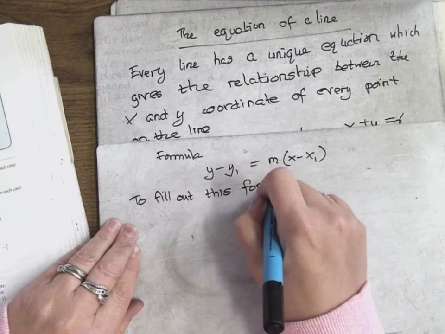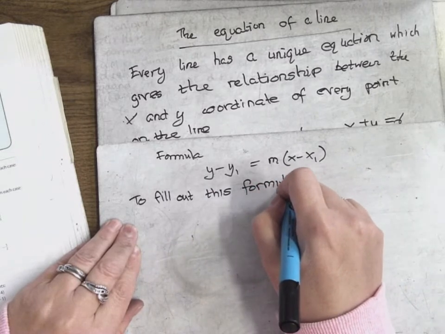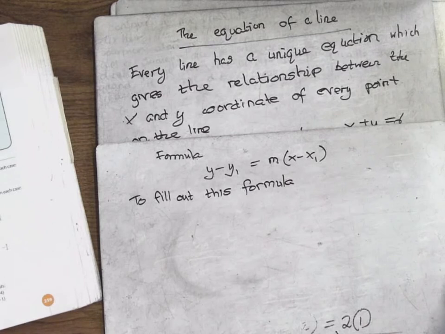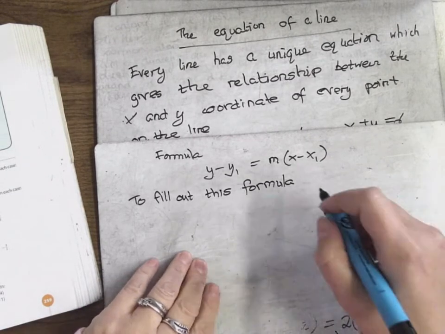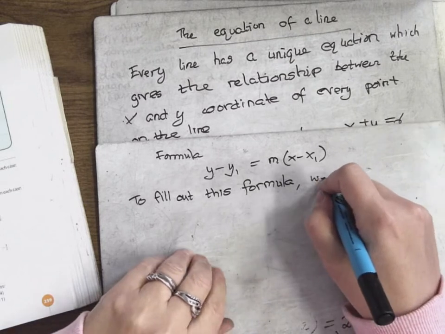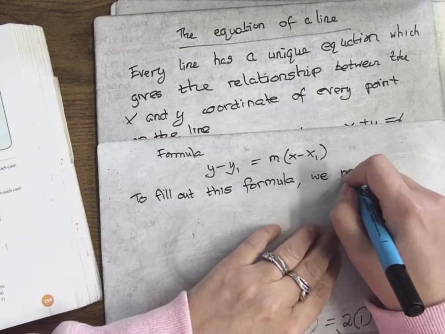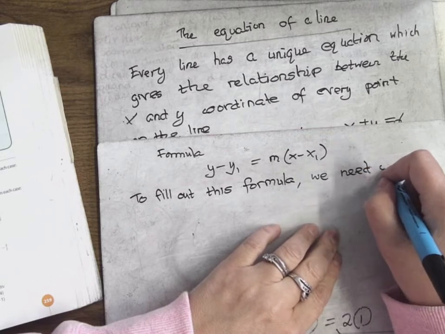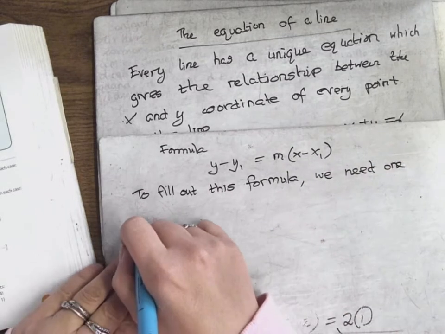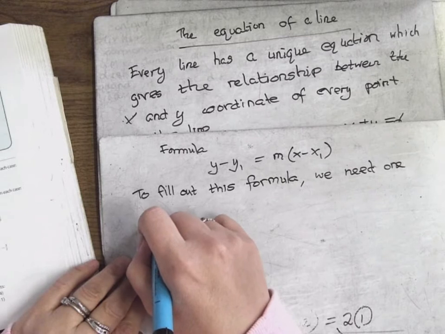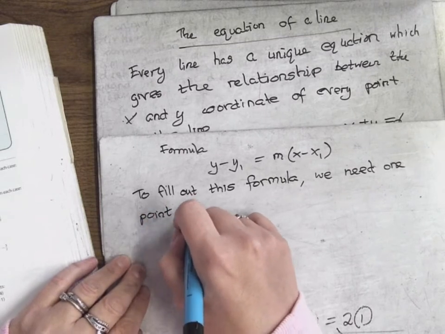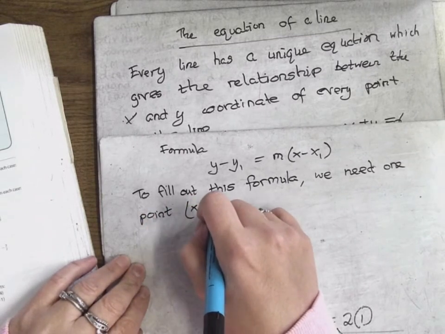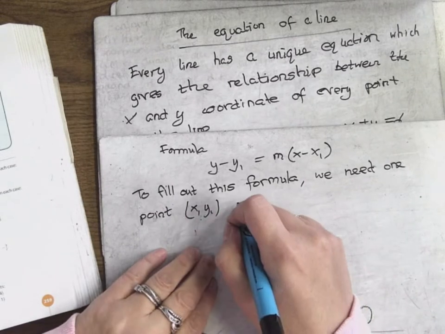Now the formulas up to now, you also needed two pieces of information, but what did you need for the formulas up to now? For distance, midpoint, slope, you needed 2 points, didn't you? To fill out this formula, girls, we need only 1 point. The point you need, you call it x1, y1. Does anyone know what else we need?